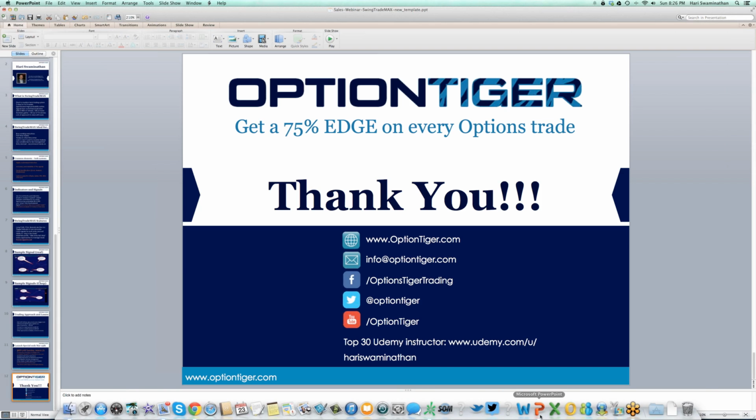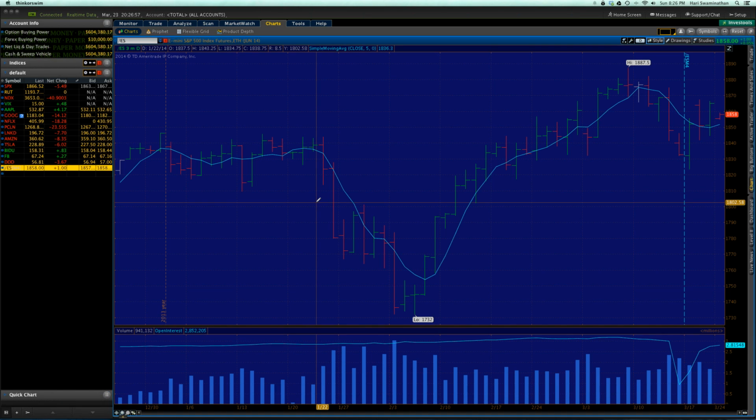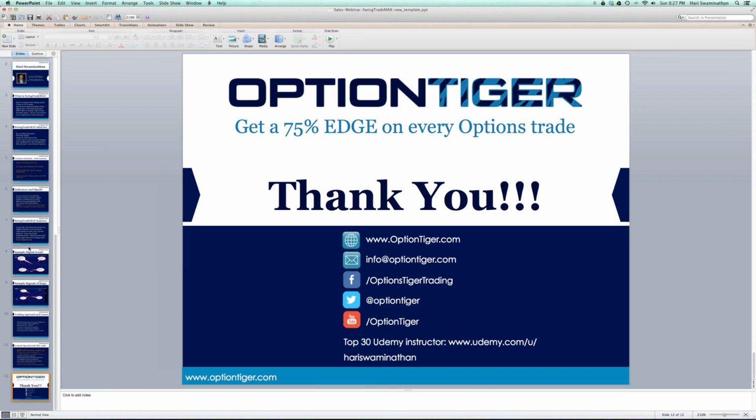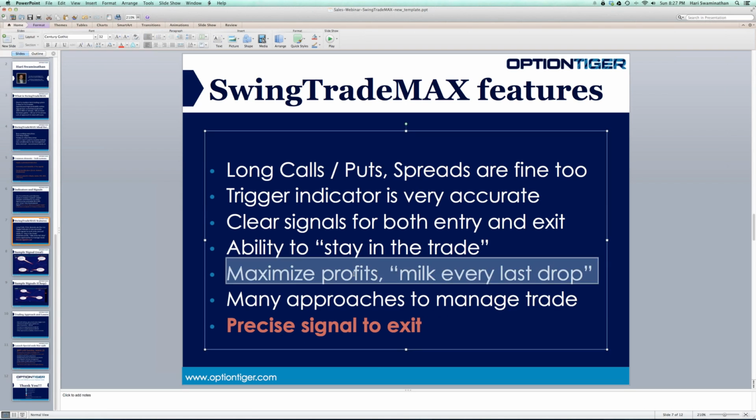I'll just look at what the futures are doing. So whatever questions you have, feel free to type it into the question box. A couple of things I'll repeat while, I think some people joined in late. One of the key aspects of the system is that your exit signal is very precise. So this is actually a very great feature because you can literally maximize profits, milk it to every last drop. It gives you the ability to stay in the trade for as long as you can.